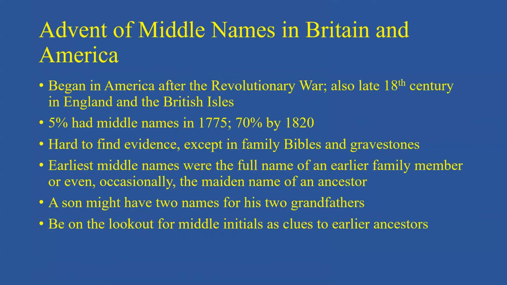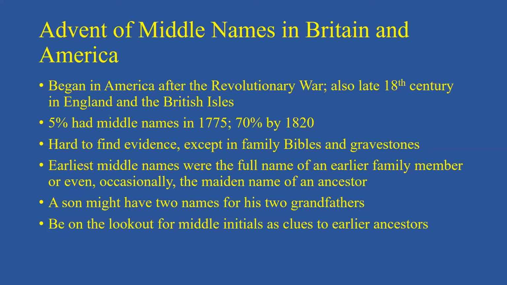So let's talk a little bit about the advent of middle names in Britain and America. Middle names were rare in the British Isles and America until the last quarter of the 18th century. The exception would be Germans in America, who had middle names at a much earlier date, but we will talk about that later. Among British-descended people, middle names began to appear after 1775 and became increasingly popular by 1820. 5% of people had middle names in 1775, but by 1820, 70% had them.